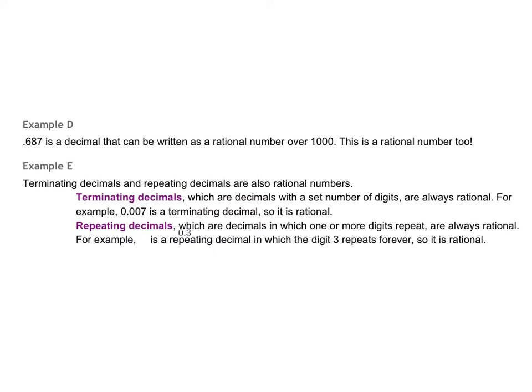Now what happens if we're given a decimal? Well, let's start out with an example. We've got 0.687 as our decimal, and we want to know if it's rational or not. Well, we've already talked about how if you can write it as a fraction, it's a rational number. So if we can take this 0.687 and turn it into a fraction, it's a rational number. Well, I can do that. If you notice, I would need to move the decimal point over 3 spots to make it 687. So that 3 spots tells me how many zeros are going to be on the bottom.